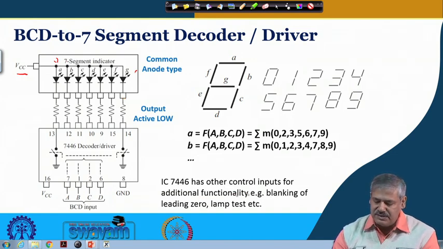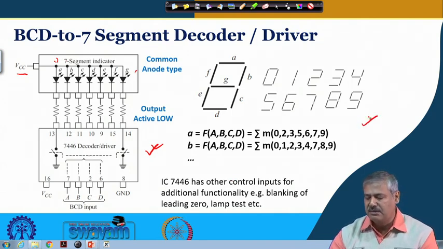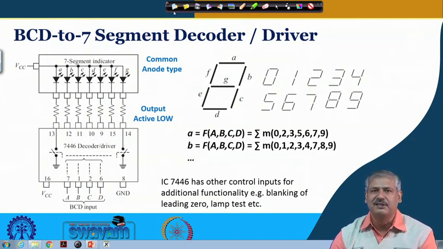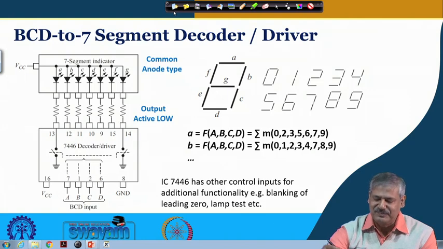And this IC 7446, which is the decoder driver, other than the basic concept that we have discussed here, has additional functionality like blanking of leading zero, lamp test and other things. That we are not discussing here, you can think about it when you try to get an application around it.